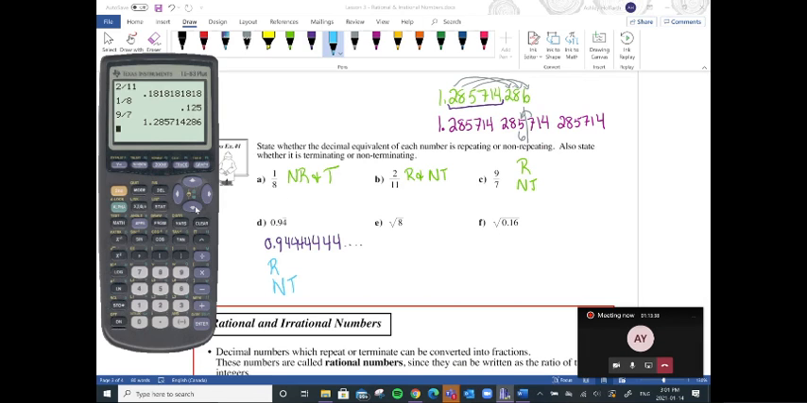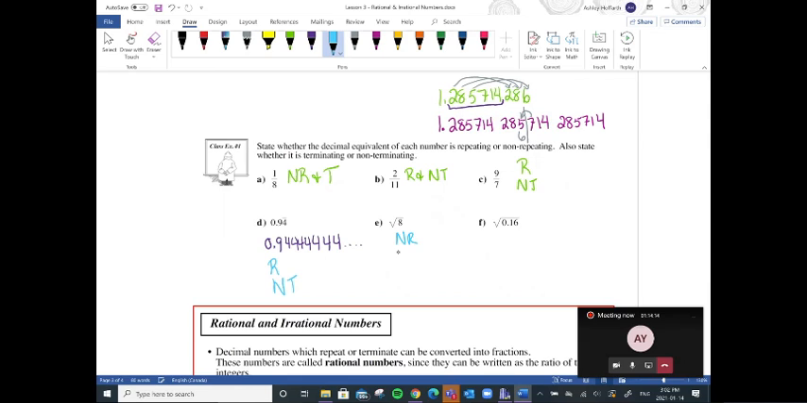Okay, now let's look at the square root of 8. When I type that in, I get 2.828427125. It doesn't look like there's any repeating anywhere. You might have to look for a little bit just to make sure, but there's no repeating there. And we've got at least 9 decimal places there, so we can assume it's non-terminating. So that's non-repeating and non-terminating.